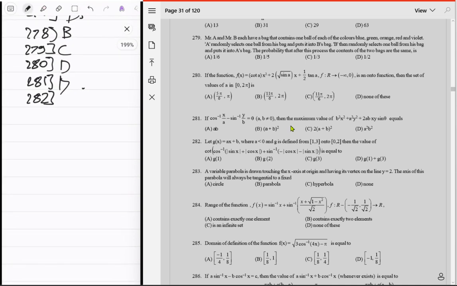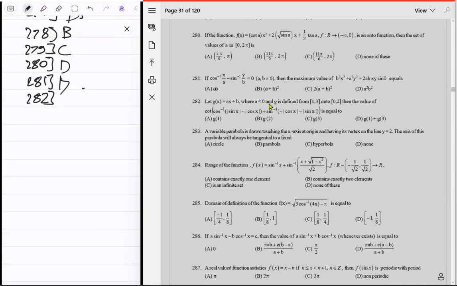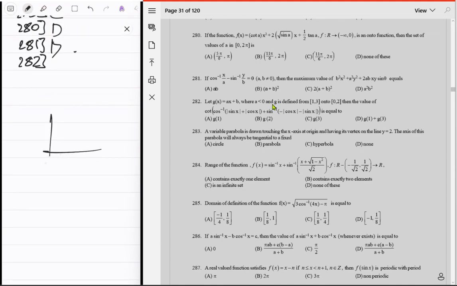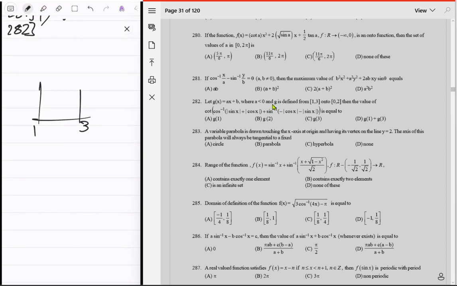Question 22. Let g of x be a linear function where a is less than 0, defined from [1, 3] onto [0, 2]. So a is less than 0, which means it's decreasing. So where will the maximum value be? At 1, which means at 1 it's 2.